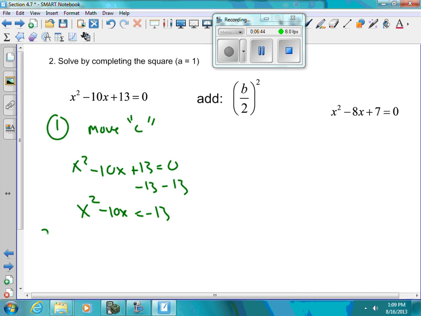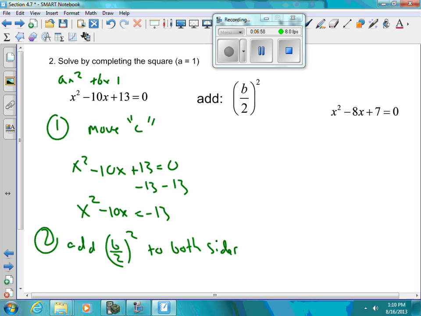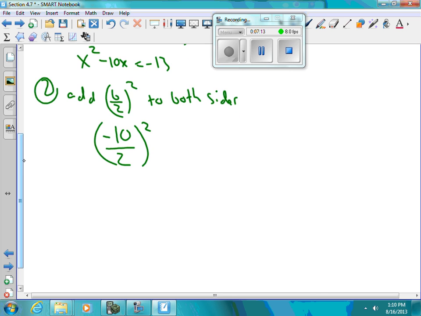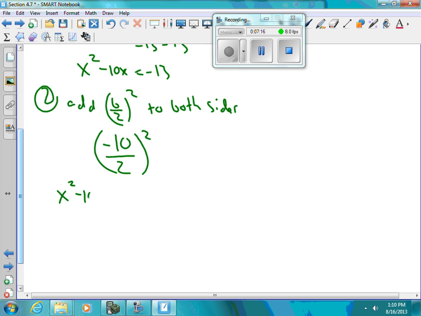Second step is we're going to add b over 2 squared to both sides. Now, b over 2, that comes from the original formula. So, original equation, ax squared plus bx plus c. So, our b in this case is negative 10. So, we're going to add negative 10 over 2 squared to both sides. So, let's rewrite our problem that we have from this step. X squared minus 10x equals negative 13. We're going to add negative 10 over 2 squared.